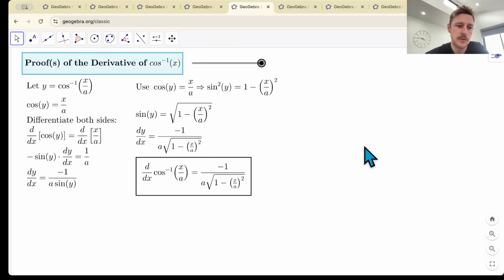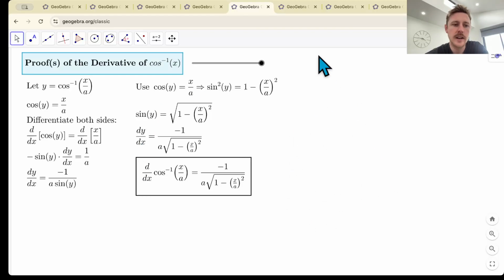And here's another proof. I won't talk through this one, but pause the screen and have a look. This is obviously getting the same result, but just doing a slightly different method, just using the chain rule and using some implicit differentiation stuff. So certainly important to understand things in multiple ways. So I would recommend having a look at that and making some sense of it.